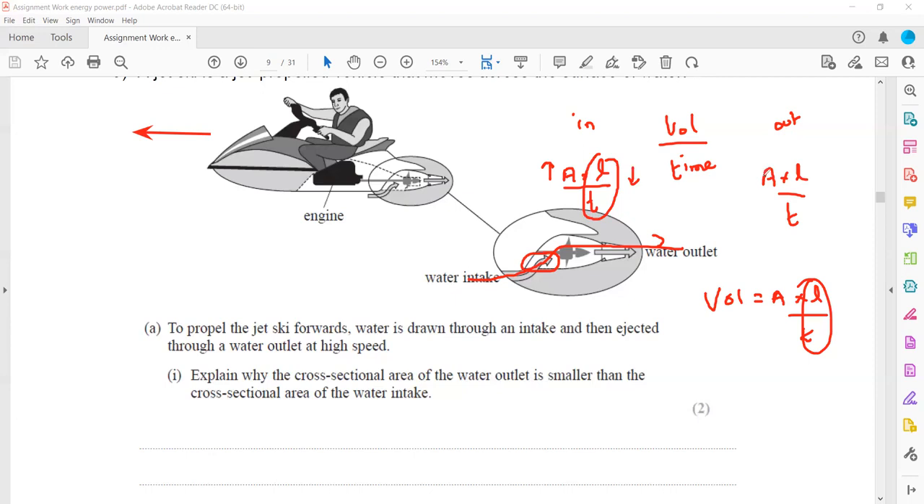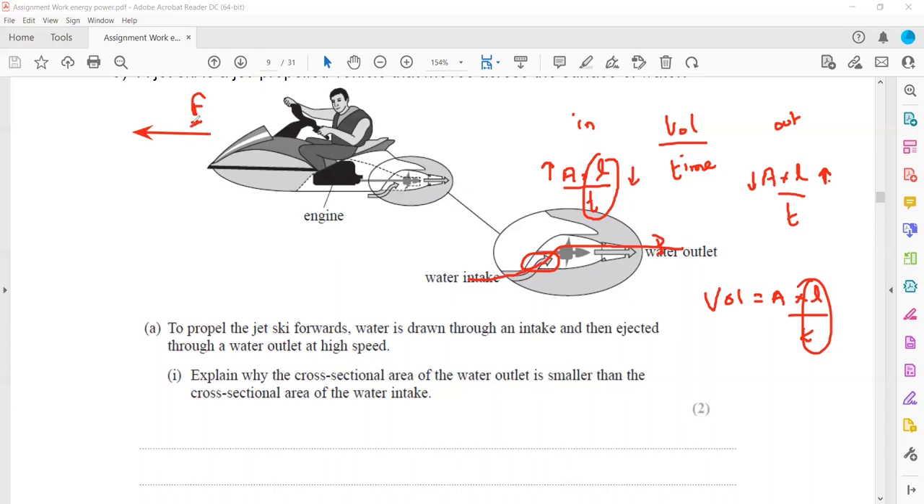But what will happen on the other side, the water outlet, which has a small area? Then the flow rate of the water will be higher. And what is the advantage of water having a high flow rate? When it has a high flow rate, it will have a greater resultant force. When it has a greater resultant force, this will create more force for the ski to move over the surface of the water.